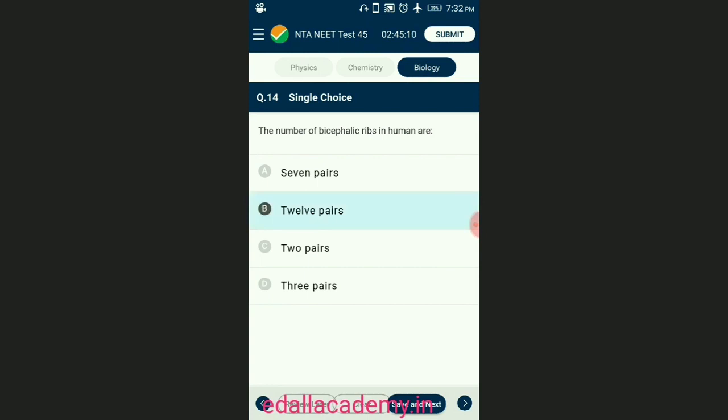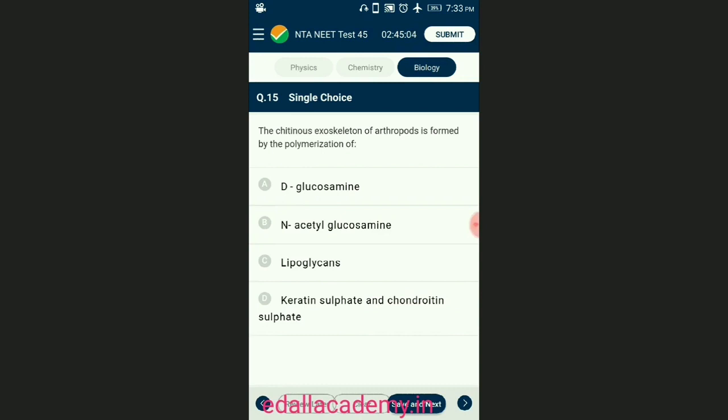Question number 15. The chitinous exoskeleton of arthropods is formed by the polymerization of. Chitin is a homopolymer present in the exoskeleton of arthropods and the cell wall of fungi. It is formed by the polymerization of amino sugar N-acetylglucosamine. So the answer is option B, N-acetylglucosamine.